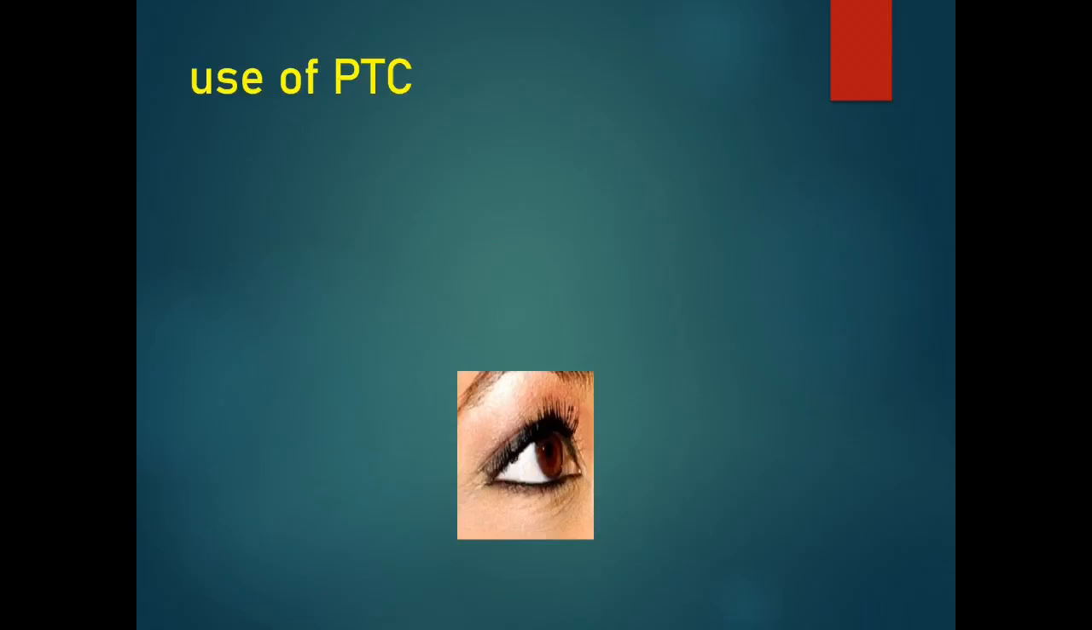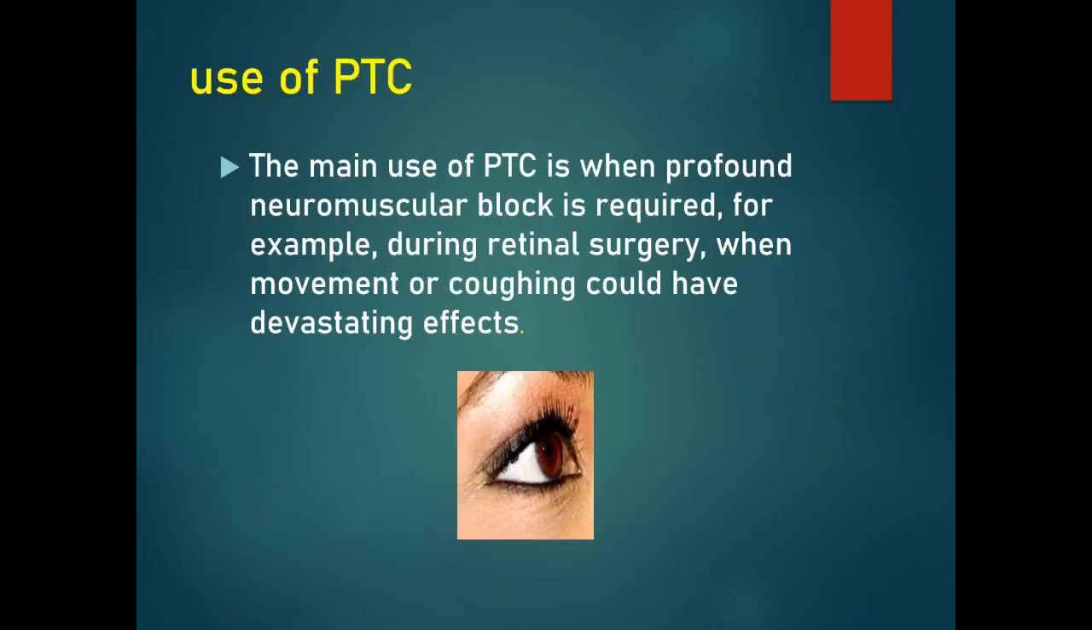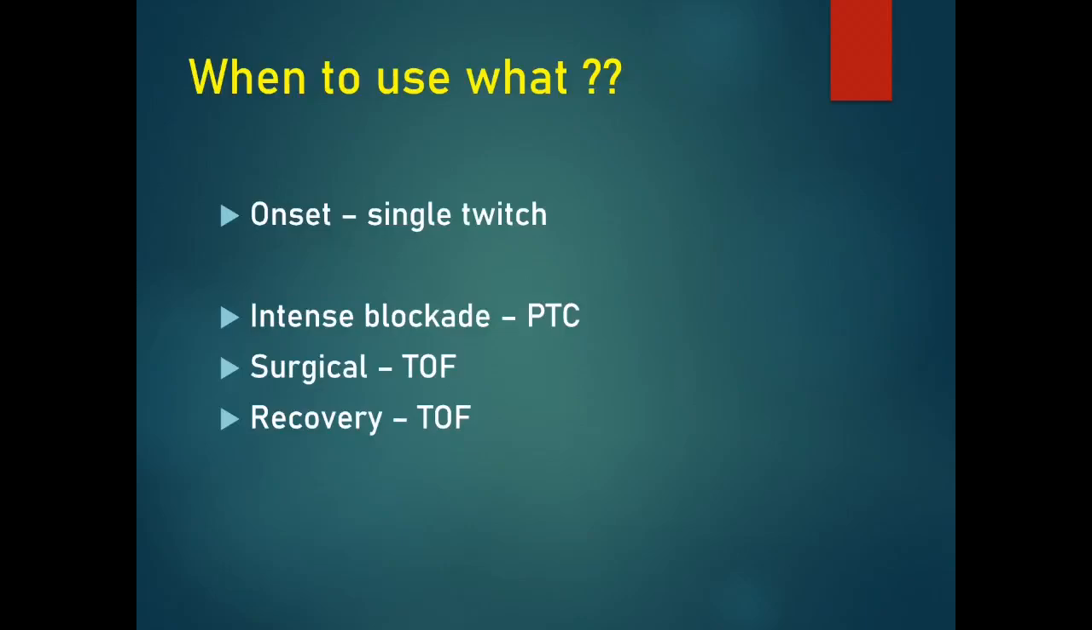Now, the use of post-tetanic count. The main use of post-tetanic count is when there is a profound neuromuscular blockade. For example, during retinal surgery, when movement or coughing could have devastating effects, always aim to have a post-tetanic count of 0. Now, when and what to use?